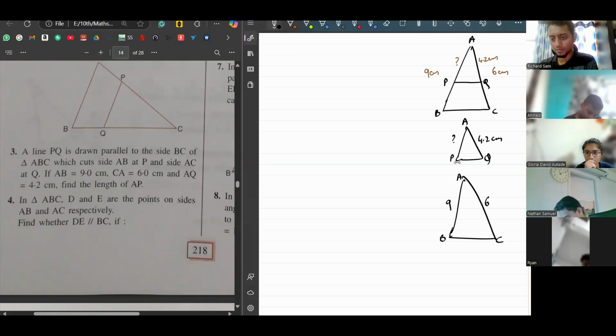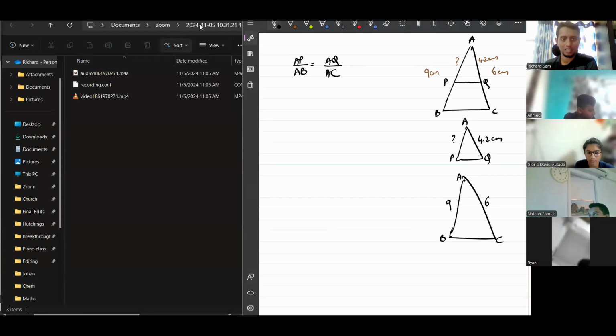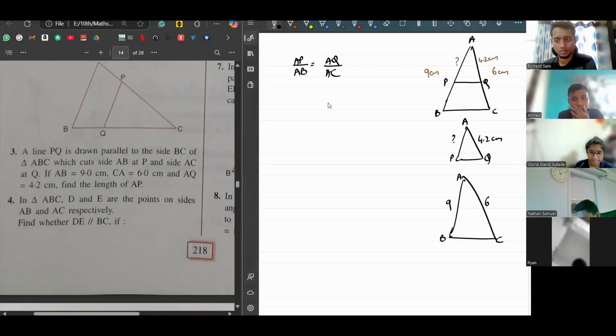Corresponding sides. AP is corresponding to AB, meaning matching sides. AQ is corresponding to AC. First of all, the triangles are similar. Similar means same shape. Since the triangles are similar, their corresponding sides are proportional. That means AP upon AB will be equal to AQ upon AC. So 6.3 centimeters. 6.3. Do you all get that?